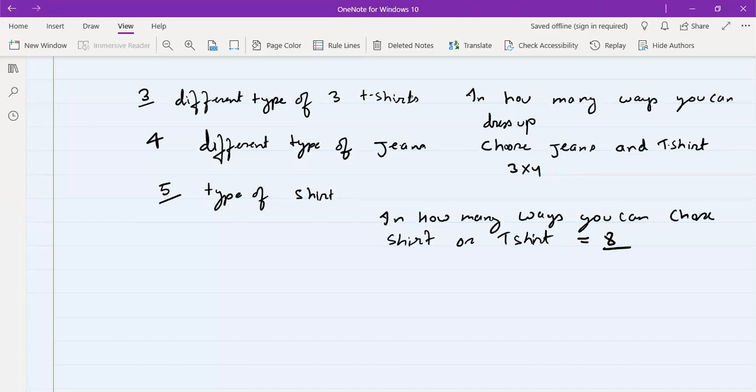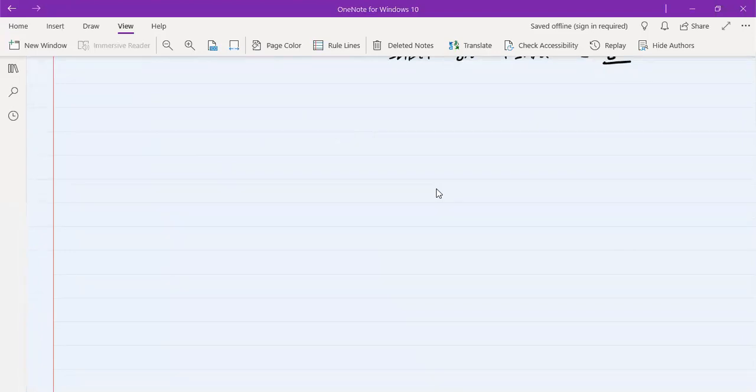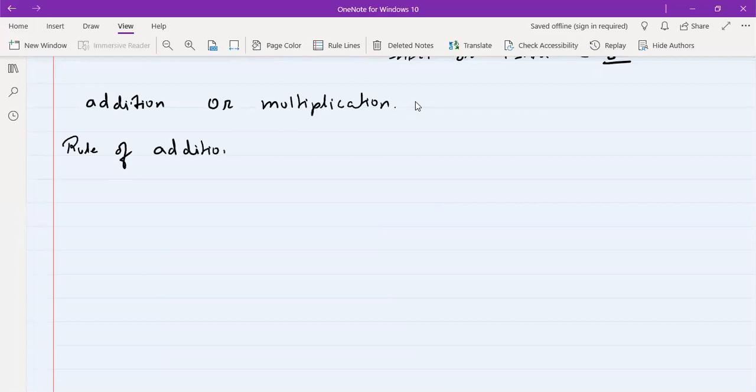So if you observe all these questions, you observe two things. Either we are multiplying or we are adding. We are doing addition or multiplication. Now, that is the thing. Let's see the rule of addition. What is the rule of addition?